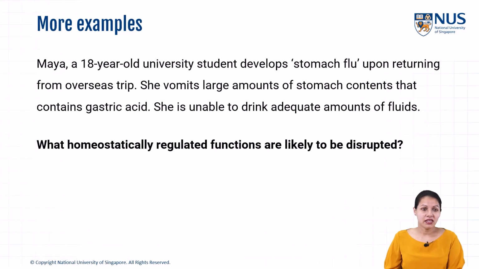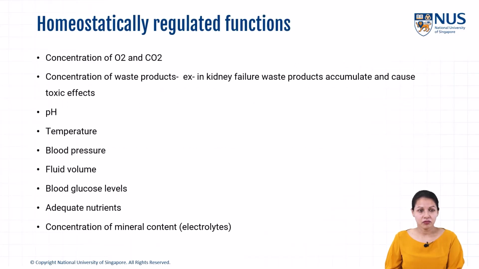Maya is an 18-year-old university student and she developed stomach flu upon returning from an overseas trip. She vomits large amount of stomach contents that contain gastric acid. She is unable to drink adequate amounts of fluid. What homeostatically regulated functions are likely to be disrupted? So pause the video and give it some thought. These are a list of homeostatically regulated functions in our body, which we discussed earlier.